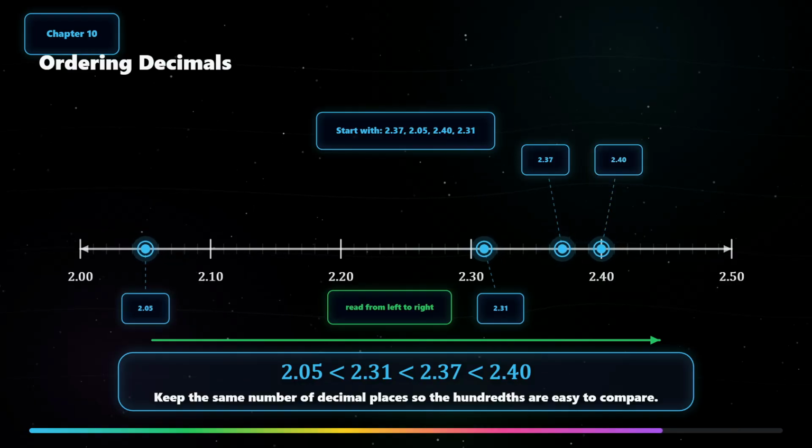Be careful with 2.40. The 0 at the end does not make it smaller. 2.40 is the same value as 2.4, and it means 2 and 40 hundredths. 40 hundredths is bigger than 37 hundredths, so 2.40 is bigger than 2.37.